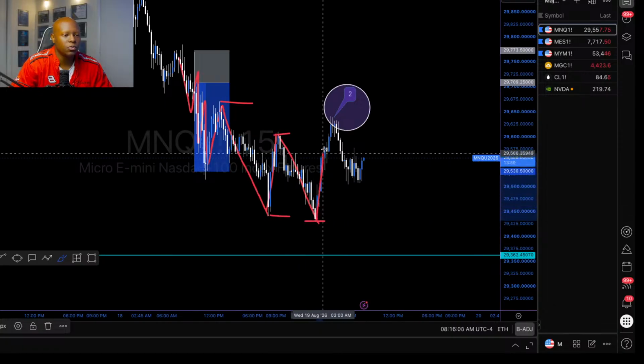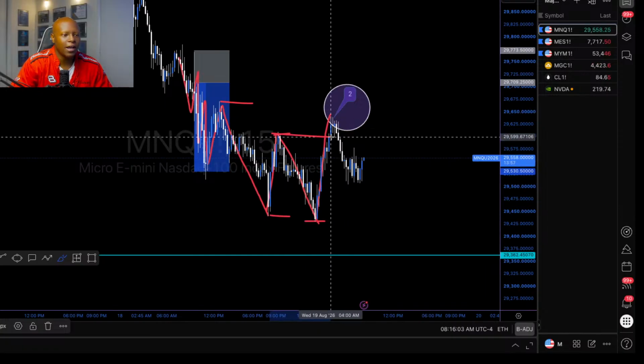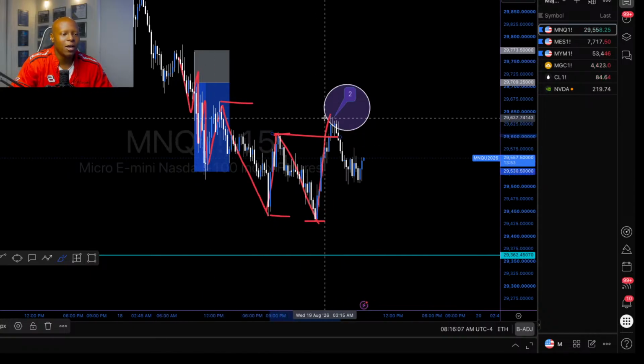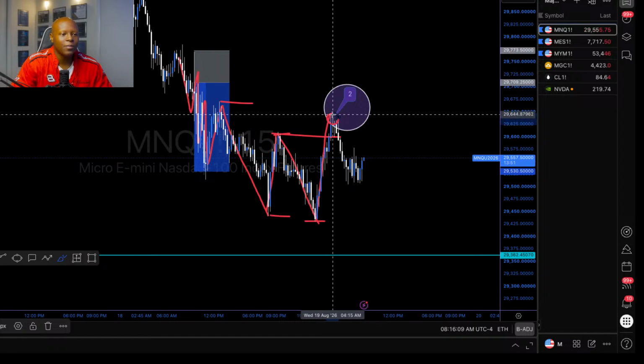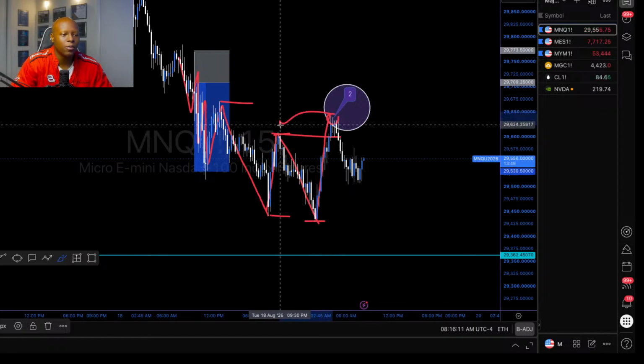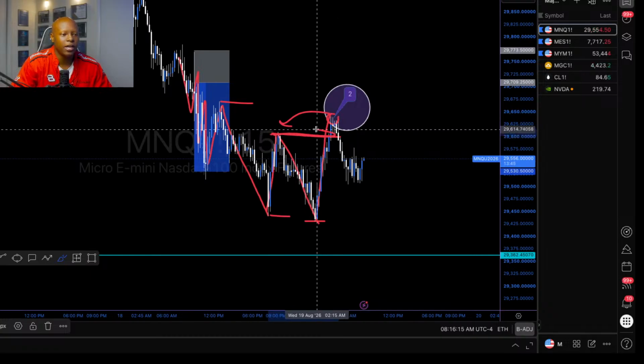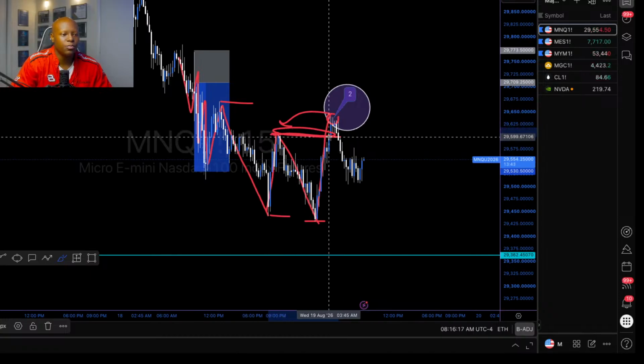Then what we did is we broke through that high, shifting the structure from creating lower lows and lower highs to now creating a higher high, because this high is higher than our previous high there. So we have what is known as, what is this known as, chat? This area right here. When you get this break, what is that known as?